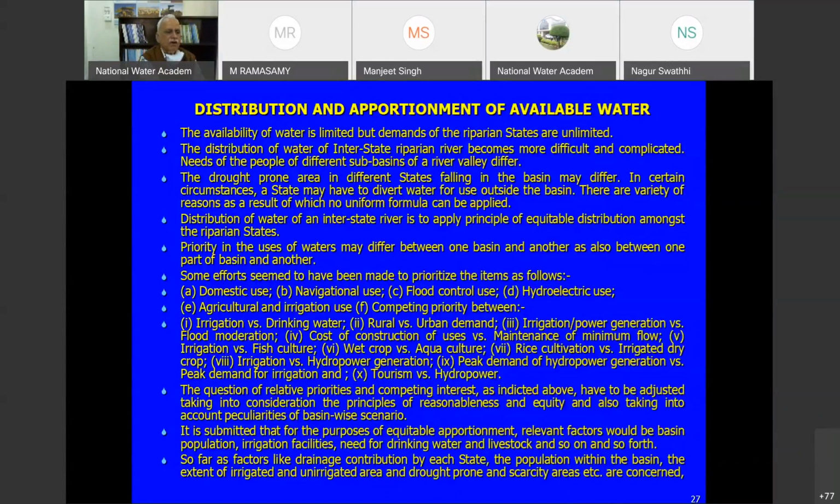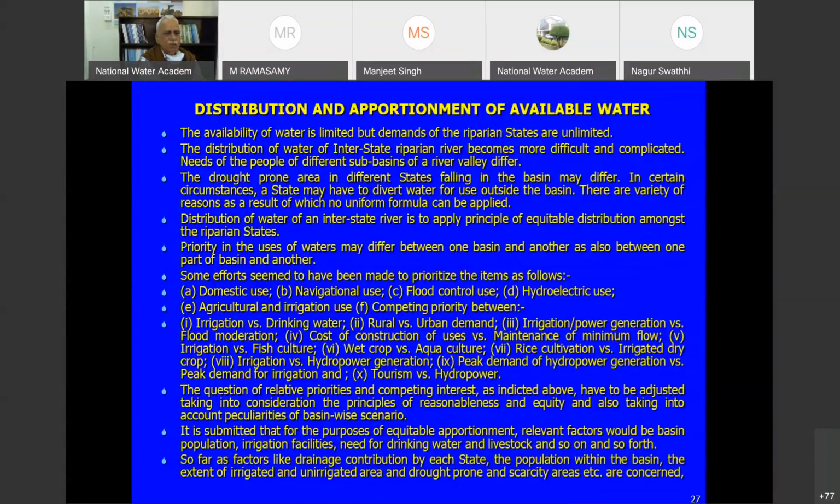Distribution of water of a river is to apply principle of equitable distribution amongst the riparian states. This is the same view considered by KWDT 1 also. And they have said that equitable distribution does not mean equal distribution. The priority in the use of water may differ between one basin and another basin, and also between one part of the basin and another part of the basin.